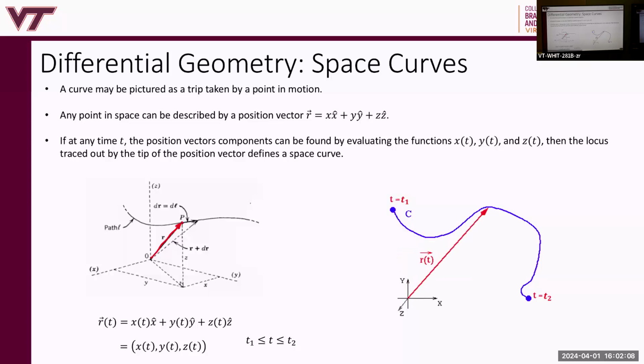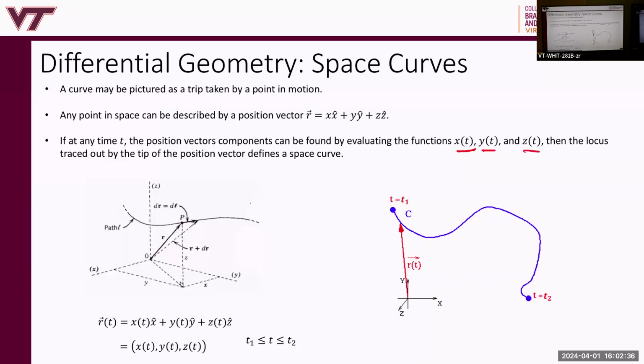And the position vector takes the form R is equal to x hat, y hat, z hat, where x, y, z are the x, y, z coordinates of point P. Now, at any time t, the position vector's components can be found by evaluating these three functions.